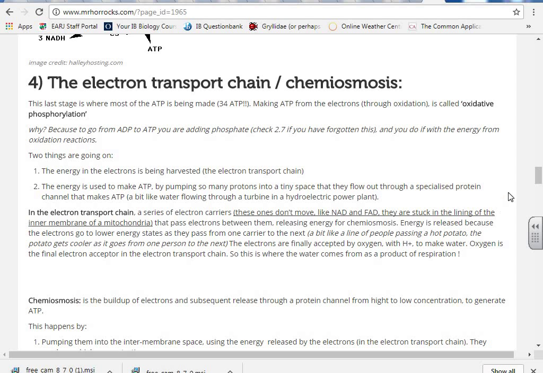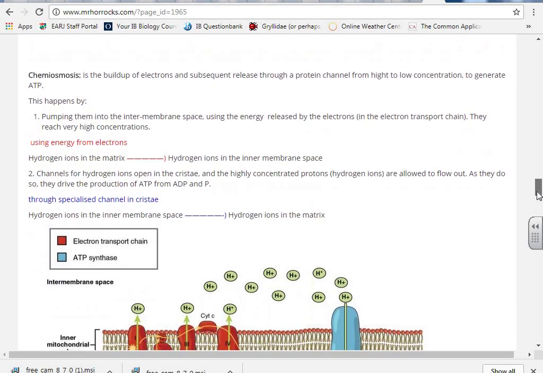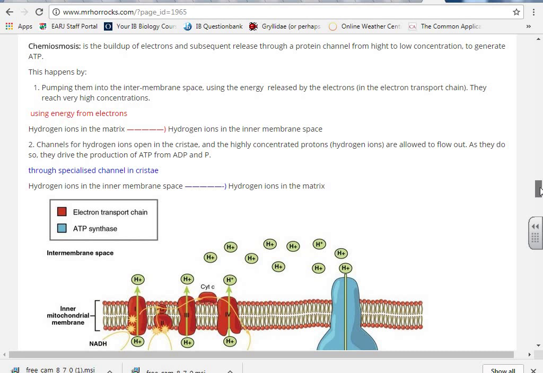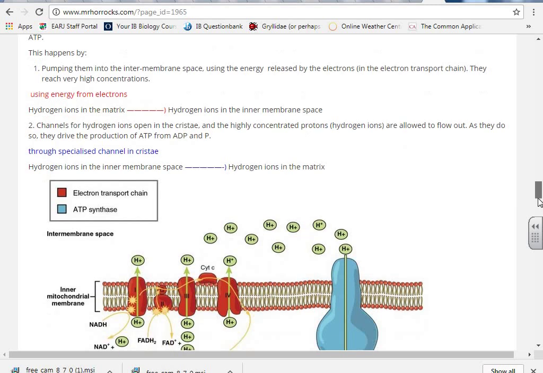So, chemiosmosis, I'm just going to scroll down a bit here. So chemiosmosis. It's kind of like osmosis. It works like osmosis, but it's not water. It's chemicals. It's a buildup of protons and subsequent release through a protein channel from high to low concentration to generate ATP. So what we're doing is pumping them into the intermembrane space, the space between the inner and the outer membrane.